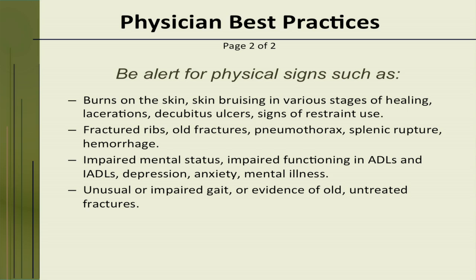Then there's impaired mental status that comes along with elder abuse. There's impaired function, ADLs and IDLs, depression, anxiety, mental illness. And this can be an outcome of abuse due to reduced psychological and physiological reserves of older adults. So a small insult, such as yelling at an older adult or isolating them from their family, may lead to a cascade of events that makes them spiral in a negative way, so that their chronic, multiple comorbid conditions may be exacerbated and lead to poor quality of life and even possibly mortality. This may lead to unusual or impaired gait or evidence of old untreated fractures.